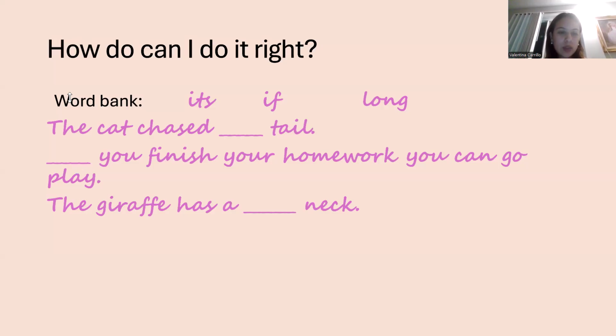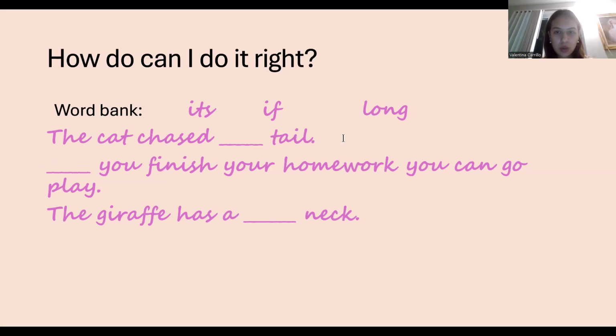Okay, so how can we do this correctly? In this word bank, we have 3 words. Number 1 is it's, number 2 is if, and the other one is long. Here we have 3 sentences, and I am going to fill out the blanks so you guys can see the correct word that goes with each sentence.